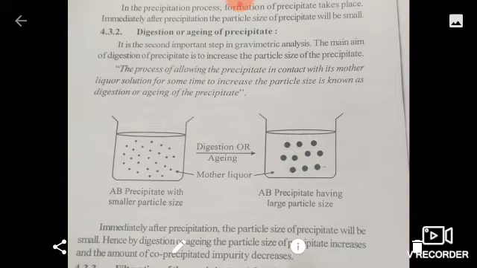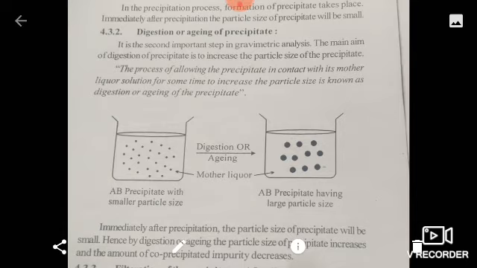Then the process of allowing the precipitate to stay in contact with its mother liquor or the solution for some time to increase the particle size is known as the digestion or aging of precipitate. So what is the aging and digestion of the precipitate? It is nothing but the process in which the particles are brought in contact with the mother liquor of the solution for some time to increase the particle size, and it is known as the digestion or the aging of the precipitate.